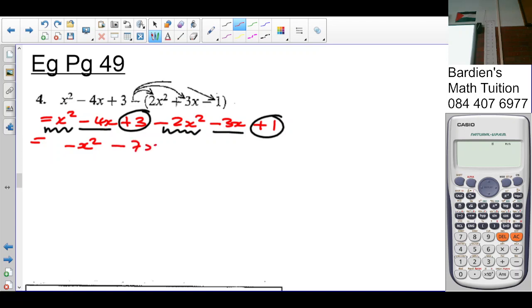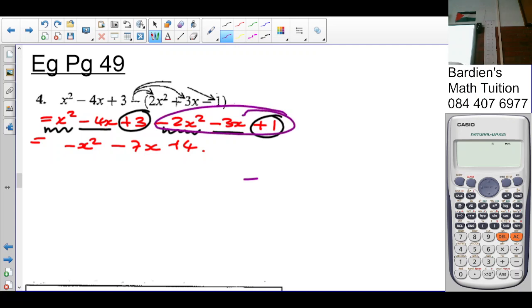Negative 7x, yes. And 3 plus 1 is 4. Okay, who doesn't understand what we just did? What don't you understand? So, for example, when you're saying the negative, how do you know which sign to put in? Okay, so this is your issue here. On the signs, yes.